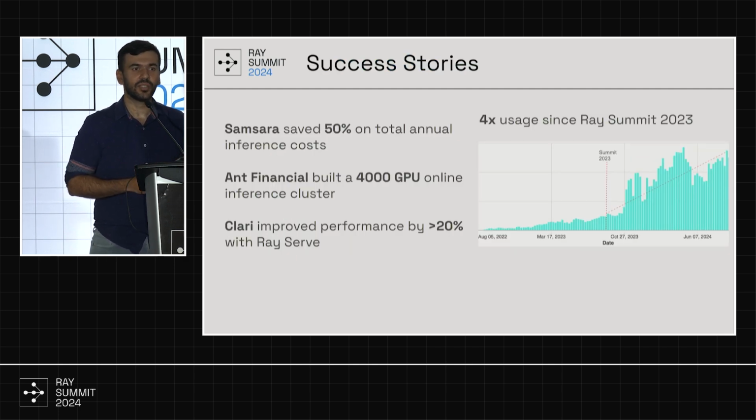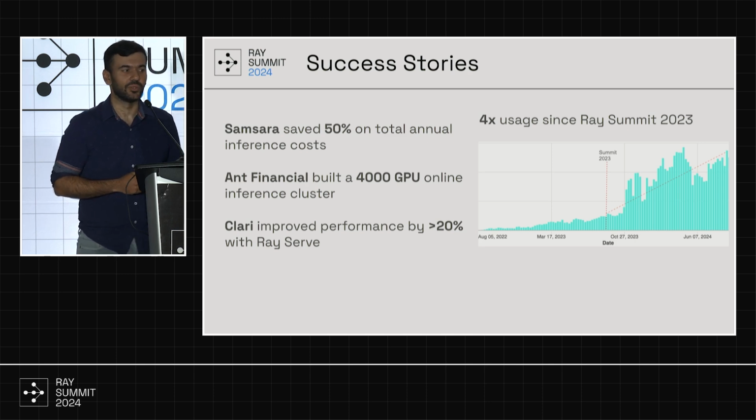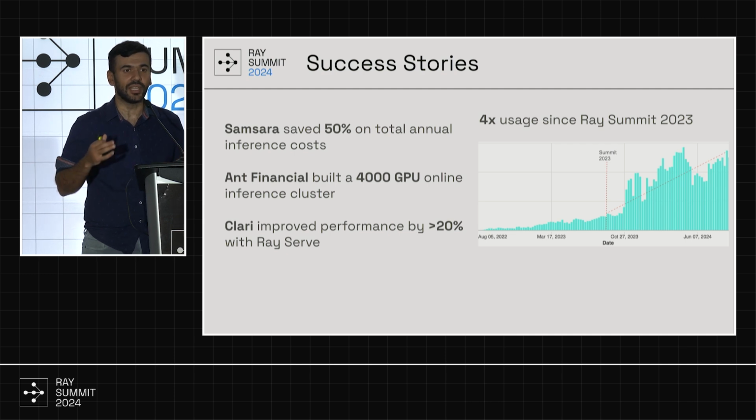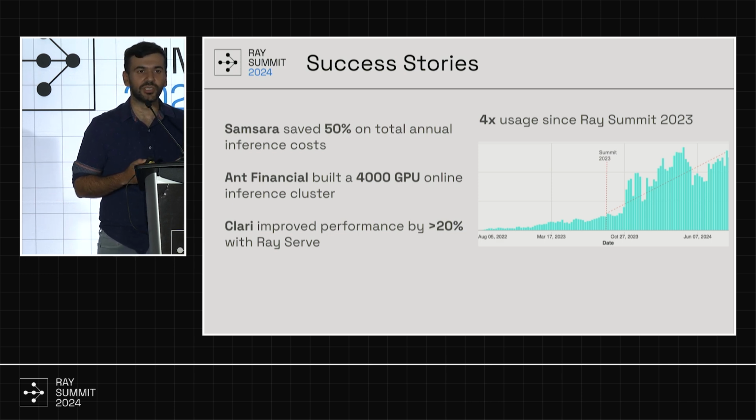Here are some of the really cool success stories we've seen over the years. Samsara saved 50% of their annual inference costs by moving to Rayserve. They were deploying a monolithic architecture, and with a more expressive framework in Rayserve, they could get much better hardware utilization. Financial took Rayserve to the next scale by building a 4,000 GPU node online serving cluster for recommendation systems. And Clary on Anyscale improved performance by over 20% by using model multiplexing with Rayserve.